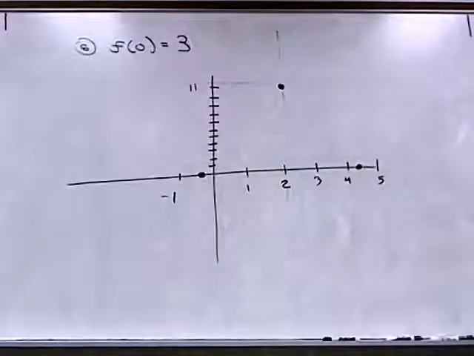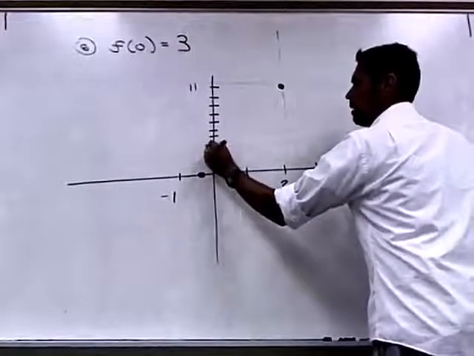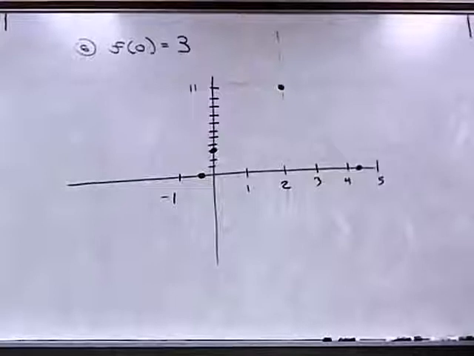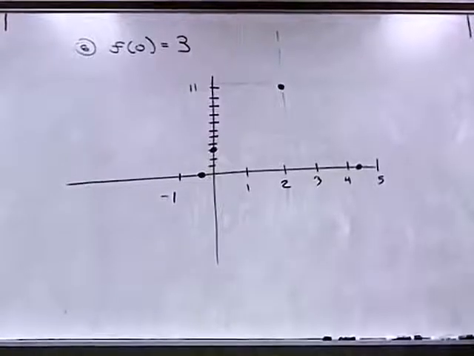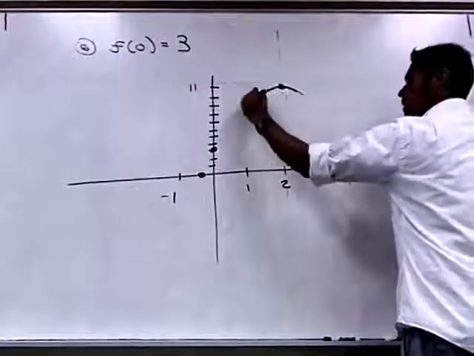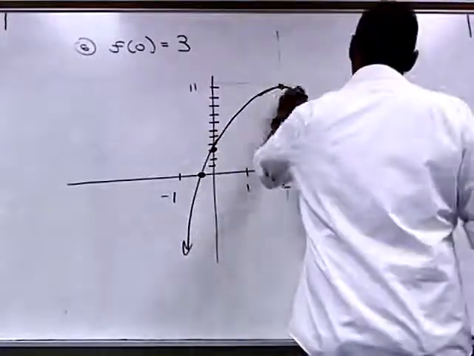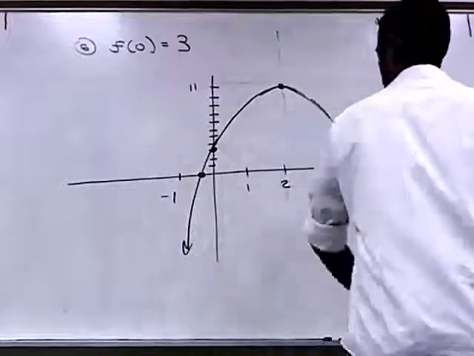Happy with that. Y-intercept was 3. 1, 2, 3, that's here. And that should be everything I need to draw it. Nice U shape. That. Good enough.